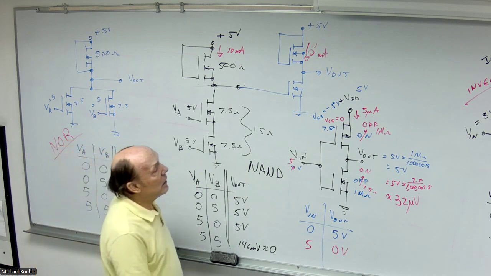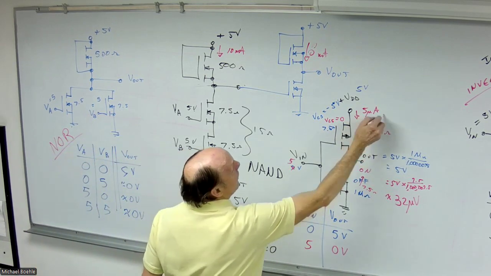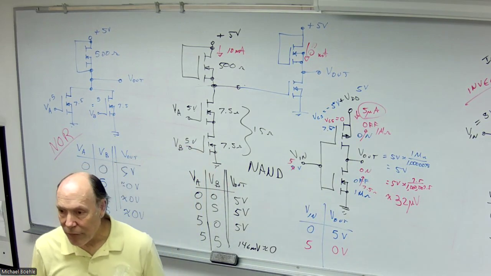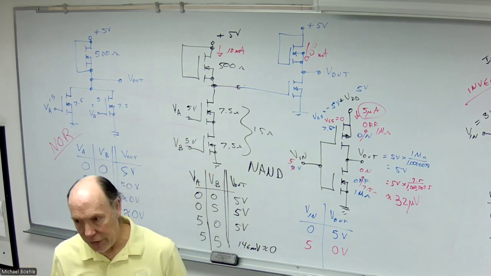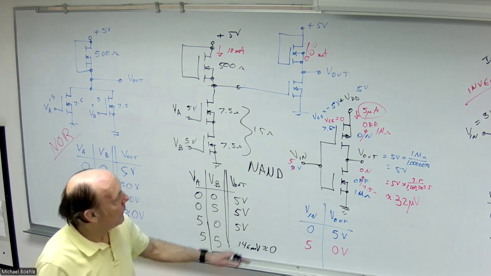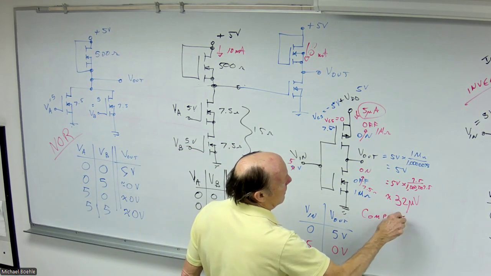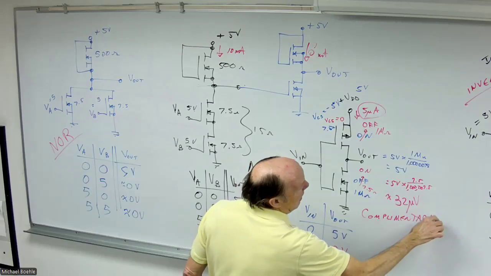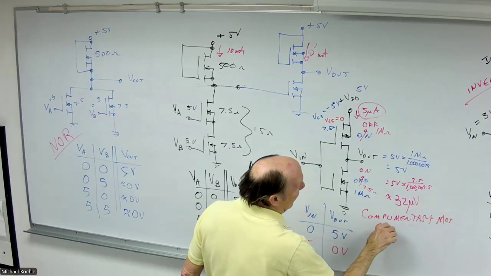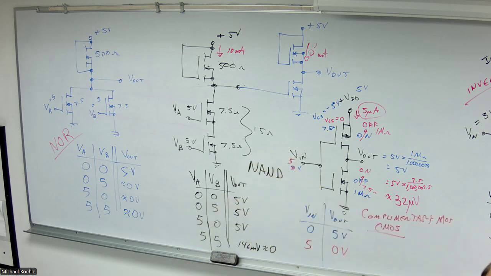How much current is flowing? Well, I still have a 1 mega ohm resistance, so I still only have 5 microamps of current. Minimal current draw. So this is referred to as complementary metal oxide semiconductor, or CMOS. So a CMOS type of configuration like this is basically going to draw the same minimal amount of current, whether the output is high or low.